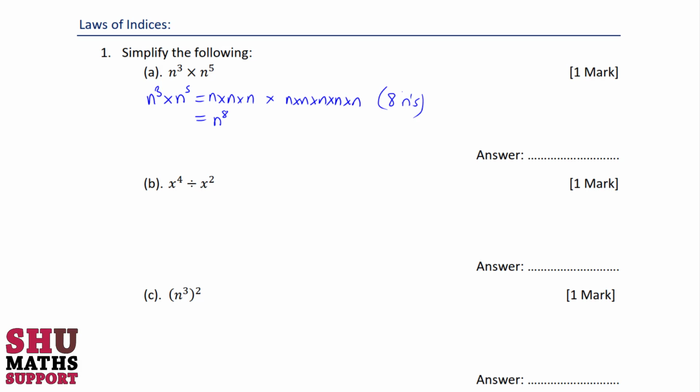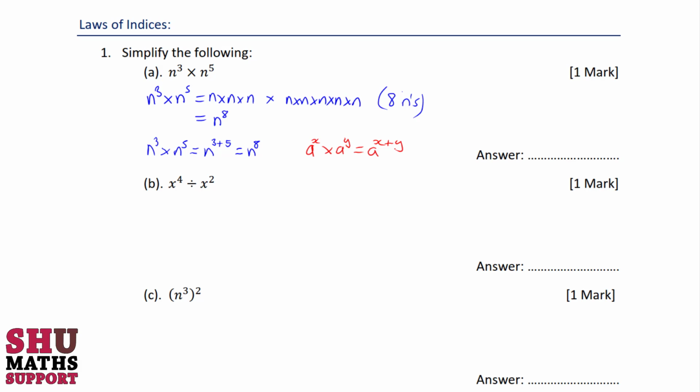But when we move on to more complicated questions, we don't want to be writing out how many n's we have. So what we can say is that n to the power of 3 times n to the power of 5 is equal to n to the power of 3 plus 5. And obviously 3 plus 5 is equal to 8, so we have n to the power of 8. This method is a lot quicker because we're not writing all the n's. Now this is one of the index laws: a to the power of x times a to the power of y would equal a to the power of x plus y.